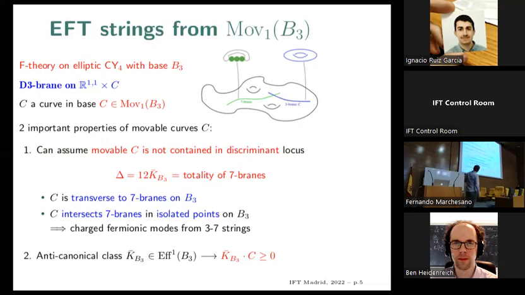And second, this is a technicality, but very important. Since the anti-canonical class in F-theory is always effective, and the movable curves are dual to the effective cone, this means that these curves under consideration have positive or non-negative intersection with the anti-canonical class. This is something important for some of the computations that underlie what follows. Okay.